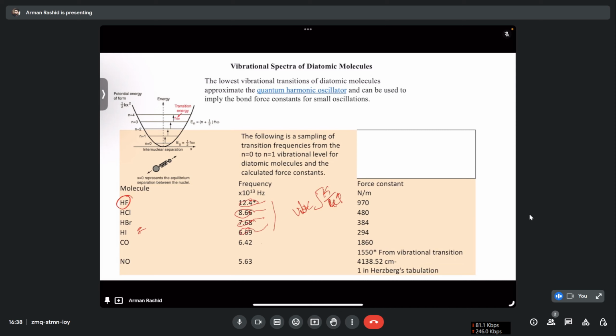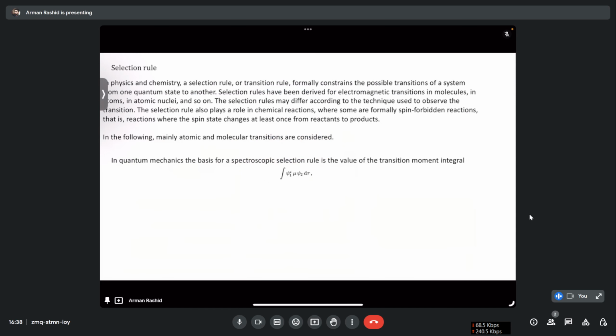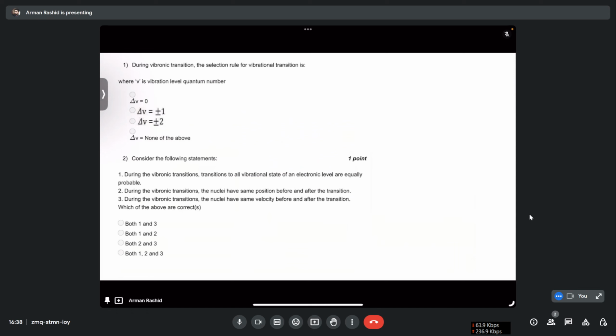Similarly we have carbon monoxide, and then we have the force constant. For HBr, because they have a single bond in between them, the force constant is less. But as we go on increasing, for example where there is a C double bond O, the force constant is high. Now we have something called the selection rule. So what is a selection rule?